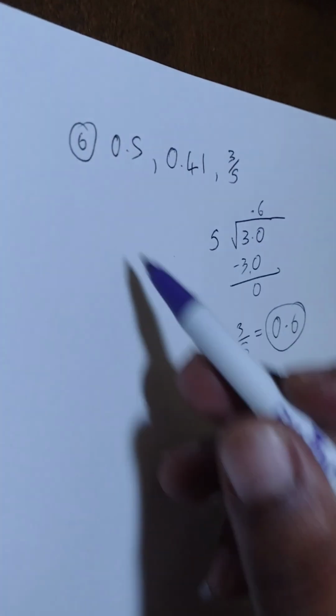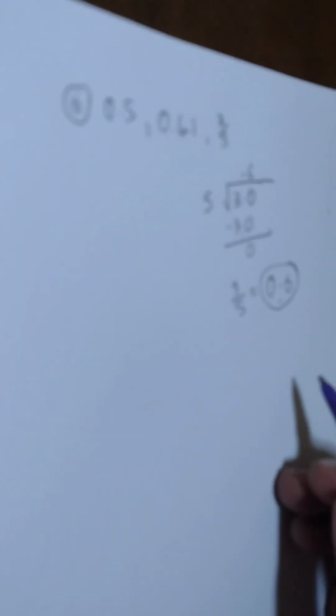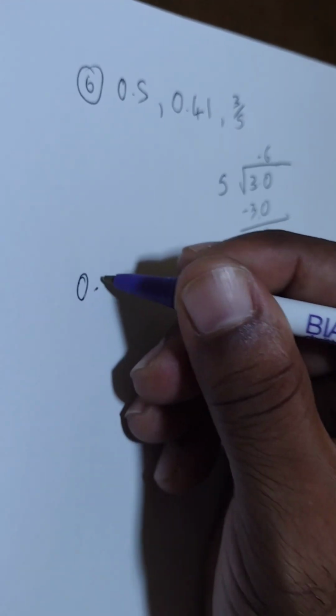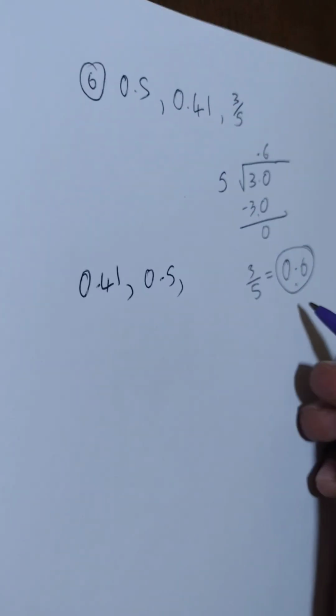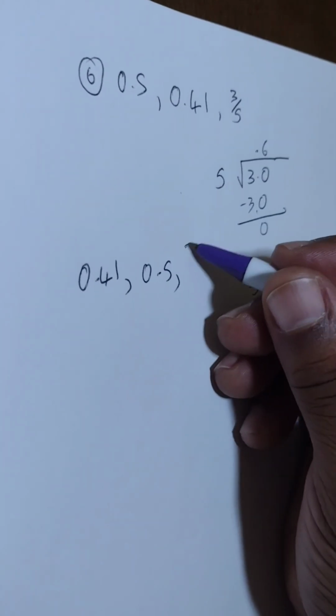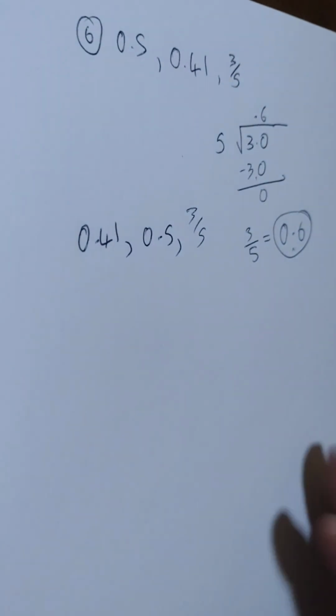Okay, so when we put it in order, this is the biggest one. This is the biggest one. The middle one is the smallest. So the order is 0.41, comma, 0.5, and then the last one, which is 3 over 5. And remember what it's equal to. It's really 0.6. Number 7.